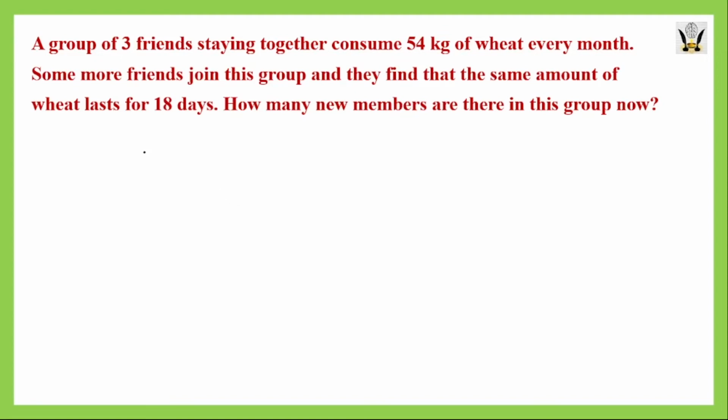So the first quantity here will be friends, and the second quantity will be time, which is given in days. The amount of food or weight remains the same, so that is not the quantity which is varying. So here initially three friends were consuming 54 kg of wheat every month, meaning in 30 days, and now some more friends join this group, we don't know how many, and the same amount of food, instead of being consumed in 1 month, is getting consumed in 18 days.